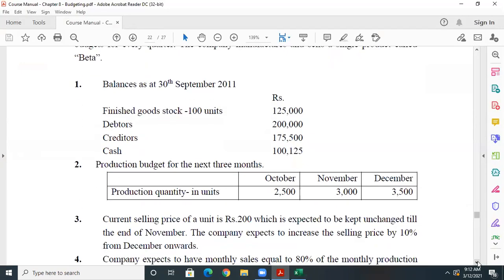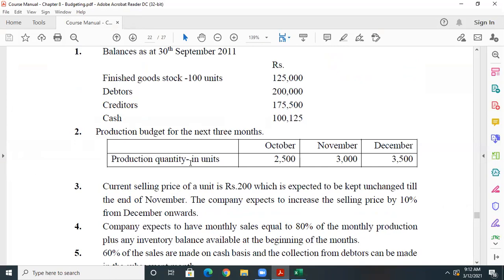Then you are given the production budget for the next 3 months. The production budget is given: 2,500, 3,000 and 3,500. The current selling price is given and it is expected to be kept unchanged till November, and then the company expects to increase it by 10%. The company expects to have monthly sales equal to 80% of the monthly production plus any inventory balance available at the beginning of the month.